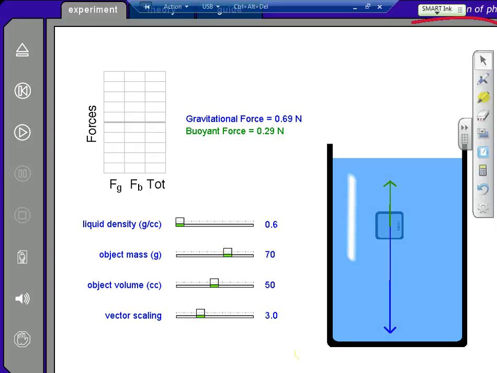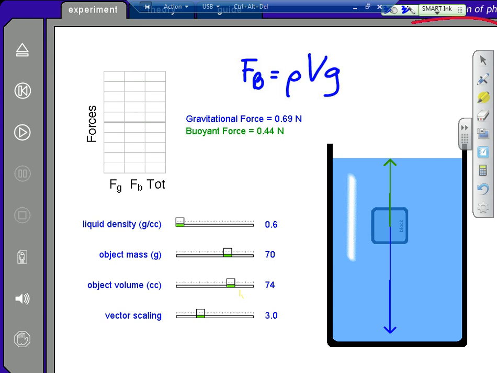So hopefully you guys realize that if I just change the object's volume, by making it larger or making it smaller, I change the buoyant force itself. Just remember, buoyant force is F_B equals rho V g. So if the liquid itself becomes more dense as well, that will increase the buoyant force. You guys can see, does it increase the density or decrease the density? That completely changes how much buoyant force there is. Because if the water inside were to be heavier, then the buoyant force would be greater as well.